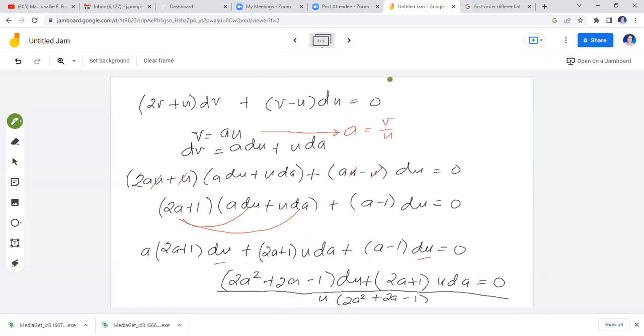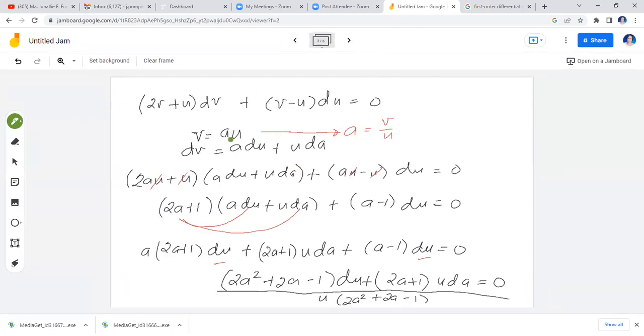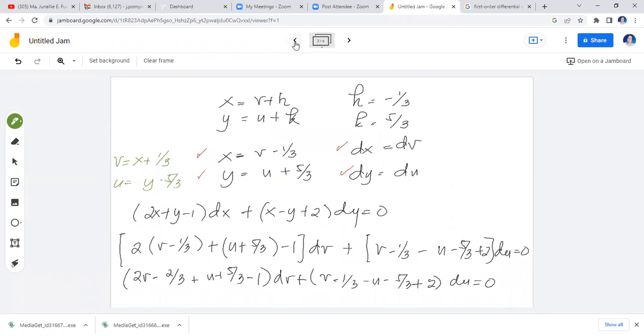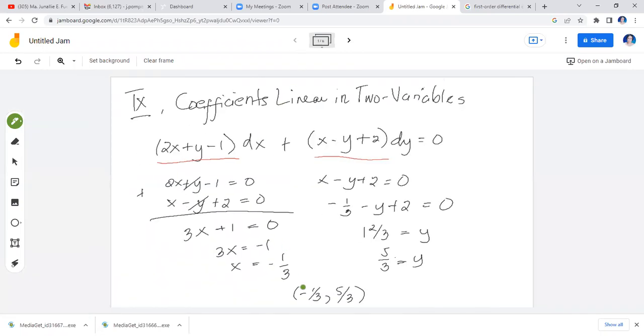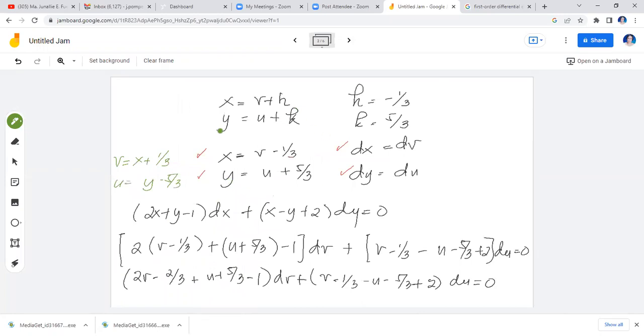We divided by this so that we can integrate. Now, after you have your answers, you have two back substitutions, one for the homogeneous substitution and one for the original DE, which is this, for coefficients linear in two variables. Now, do you have any questions?